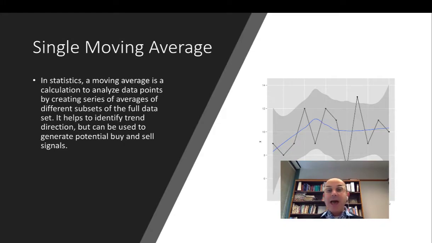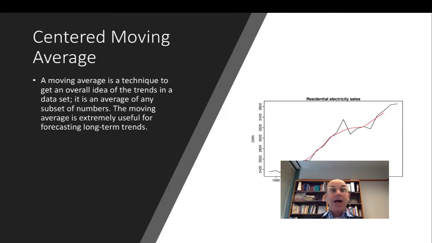So for single moving averages, again, we are looking at the averages as what we are trying to capture, and this is a type of visualization that we often use. When we are talking about central moving averages, we are talking about a technique that gets the overall idea of the trends in the data set. And it is the average of any subset of numbers. The moving average is extremely useful for forecasting long-term trends.